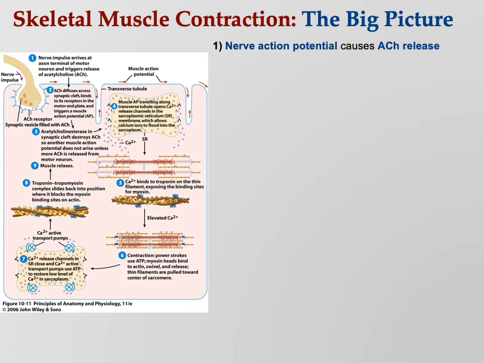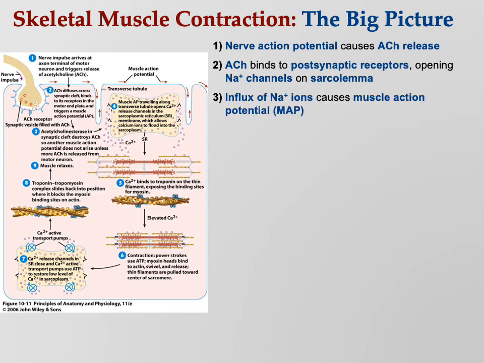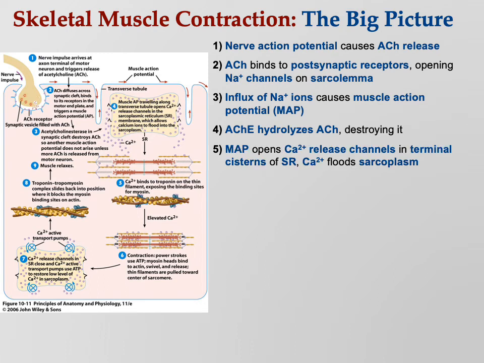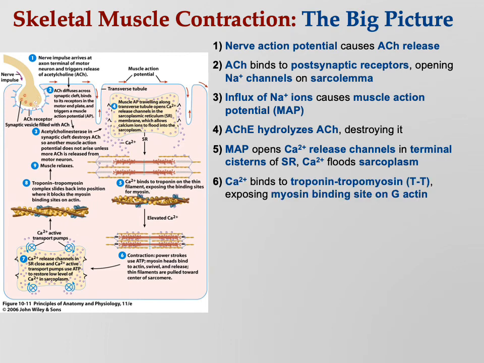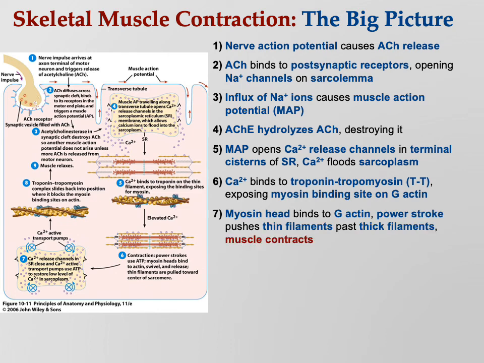A nerve action potential causes the release of acetylcholine. Acetylcholine binds to postsynaptic receptors, opening sodium channels on the sarcolemma. The influx of sodium ions causes the muscle action potential. Acetylcholinesterase has to hydrolyze ACh, otherwise the muscle will keep contracting forever. The muscle action potential opens the calcium release channels in the terminal cisterns of the sarcoplasmic reticulum. Calcium floods the sarcoplasm. Calcium binds to the troponin tropomyosin complex, exposing the myosin binding site on the actin.